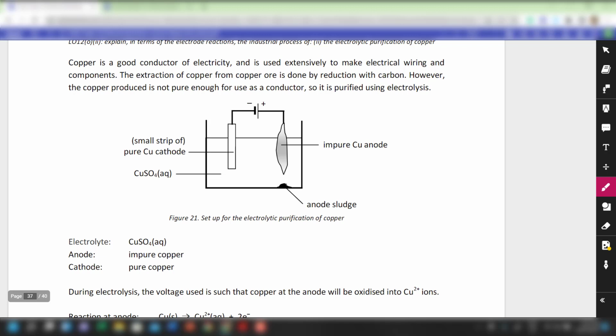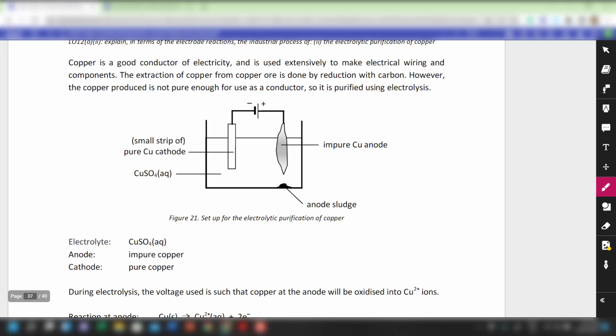Then you'll be thinking, if they are more reactive than copper, they will be oxidized together with copper to the relevant cation. But both the oxidized form of the more reactive metal as well as copper 2 will then migrate to the cathodes. Then you'll be thinking, wouldn't both of them be reduced at the same time?